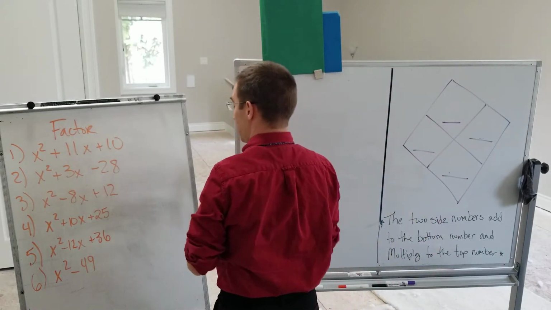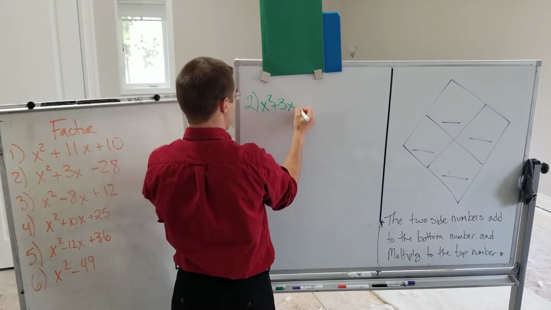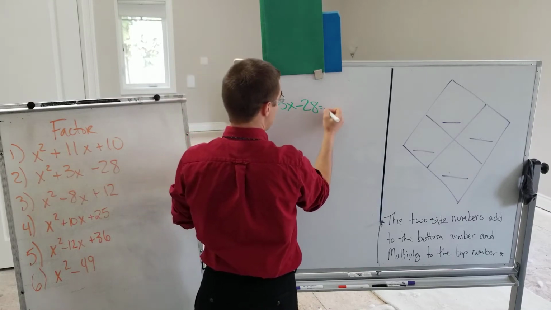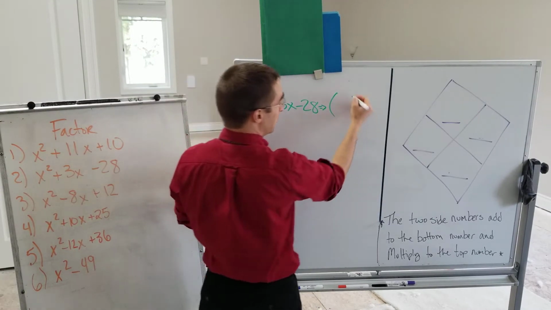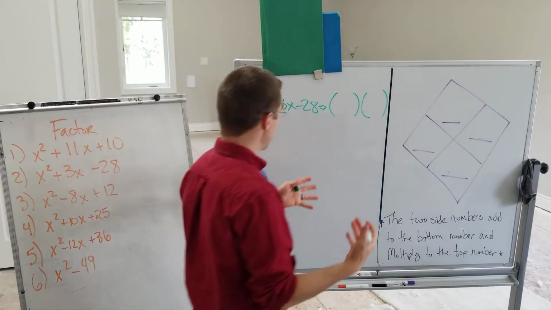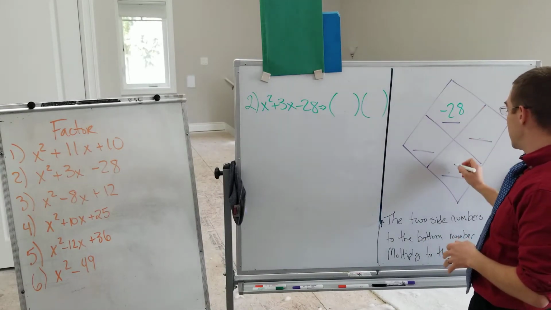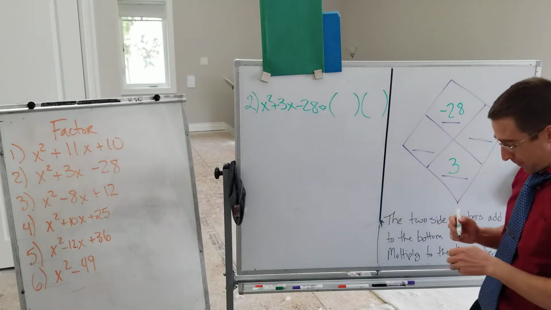So on number 2, we have x squared plus 3x minus 28. We're told to factor it, which means write the multiplication problem. So I'm going to go to my diamond problem. Okay, I need two numbers that multiply to negative 28 and add to 3.